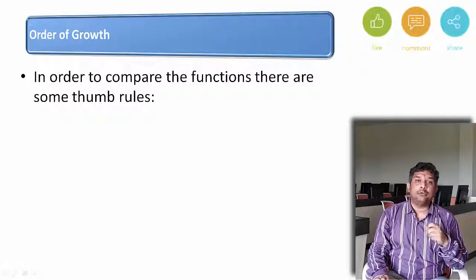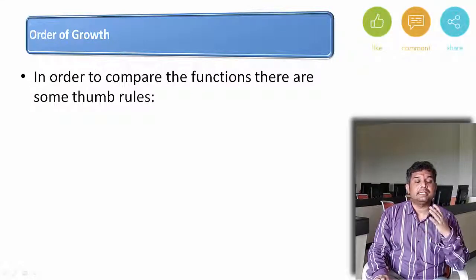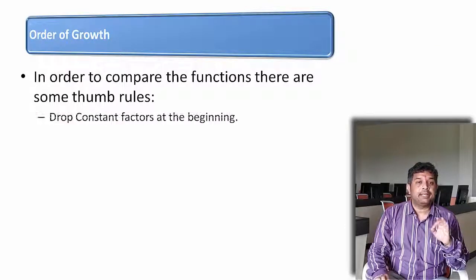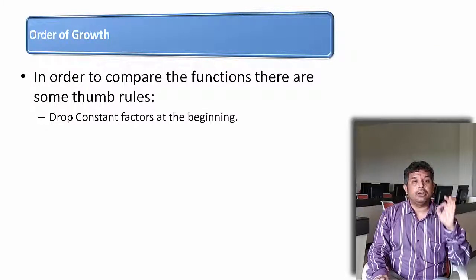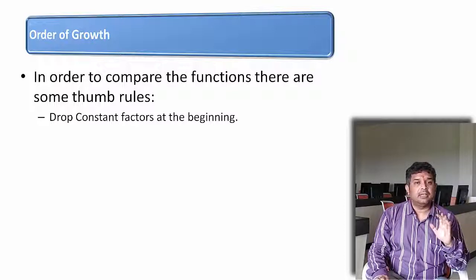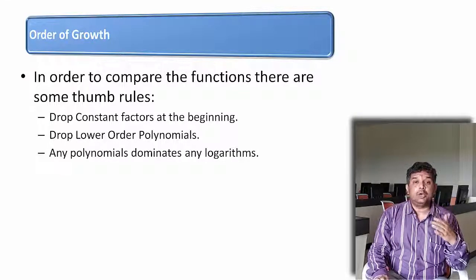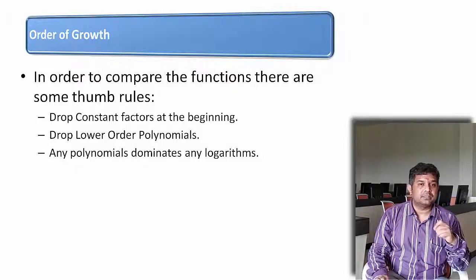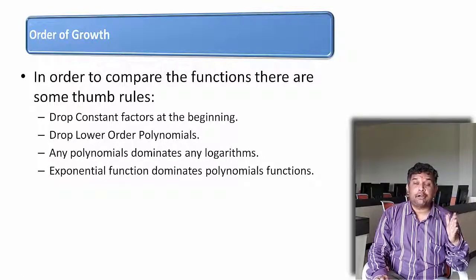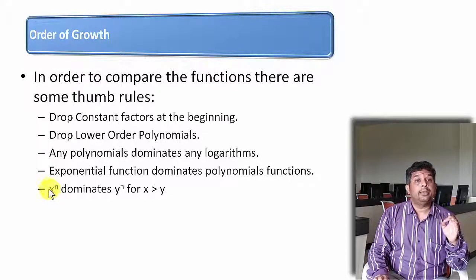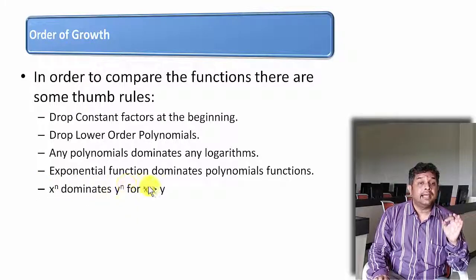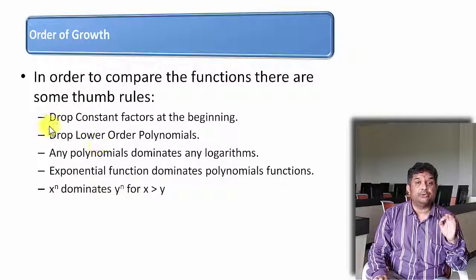So in order to compare two functions, there are a few thumb rules. Let us see them one by one. The first one is, if two functions are given, first of all drop any constant if it is given from the beginning itself. The second step is, drop any lower order polynomial. The third step is, any polynomial dominates any logarithm. The next rule is, exponent function dominates the polynomial function. And if x to the power n dominates y to the power n, then we can say x is greater than y. So these are the few rules that we need to remember before we go to find the order of growth.